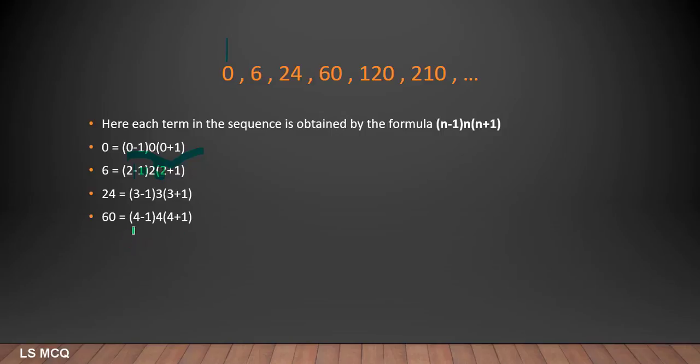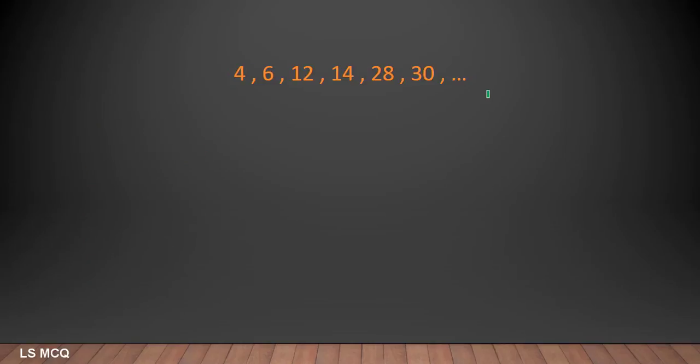The next number is 60, and it is obtained by 4 minus 1. It's 3. 3 into 4, 12. 12 into 5 is 60. In this way, we will find another number, 210. And the next number, the answer we are looking for, is obtained by replacing n by 7 in the above formula. The correct answer is 336. Let's move on to the next question.